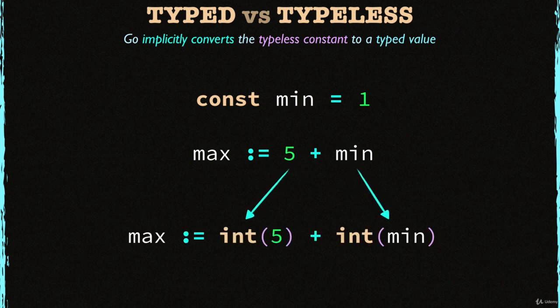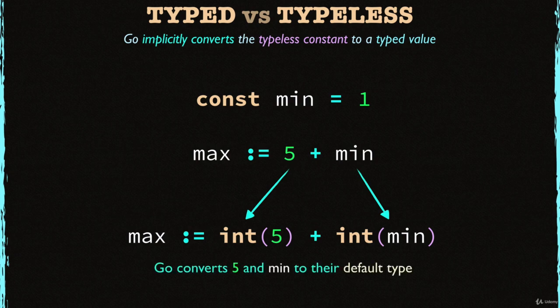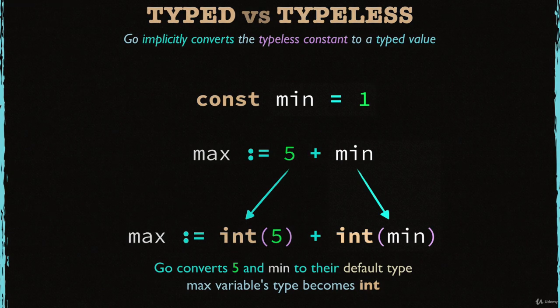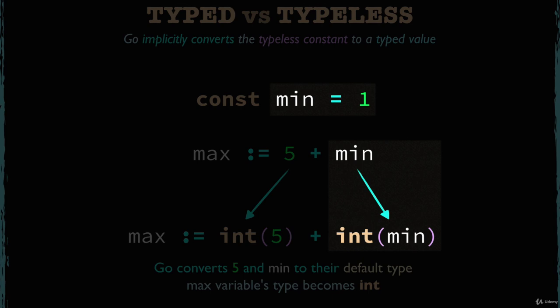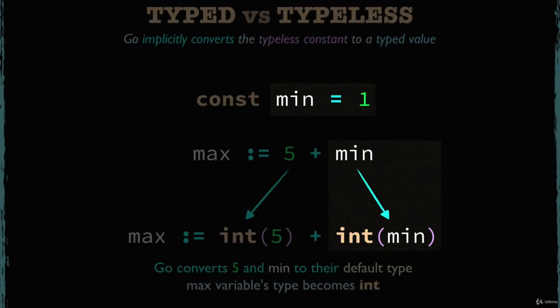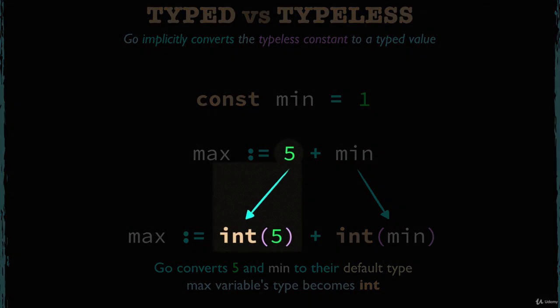But why does it do so? It's because the default type of integer values is int. So when Go can't find any type information from the surrounding values, it gets the type from the default types. Every basic literal has a default type. Here, the mean constant is equal to 1. So it's actually like an integer literal. So its default type is int. That's why Go converts it to int. And 5 is an integer literal, obviously. So Go also converts it to its default type, which is int.